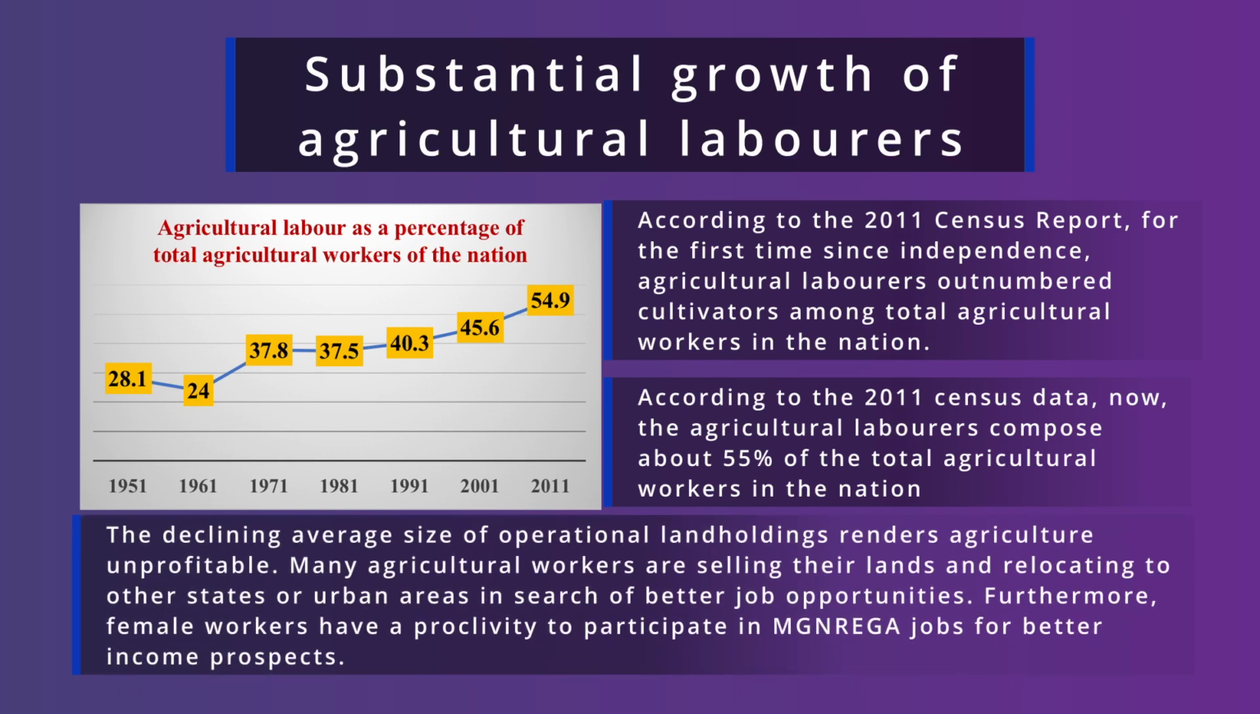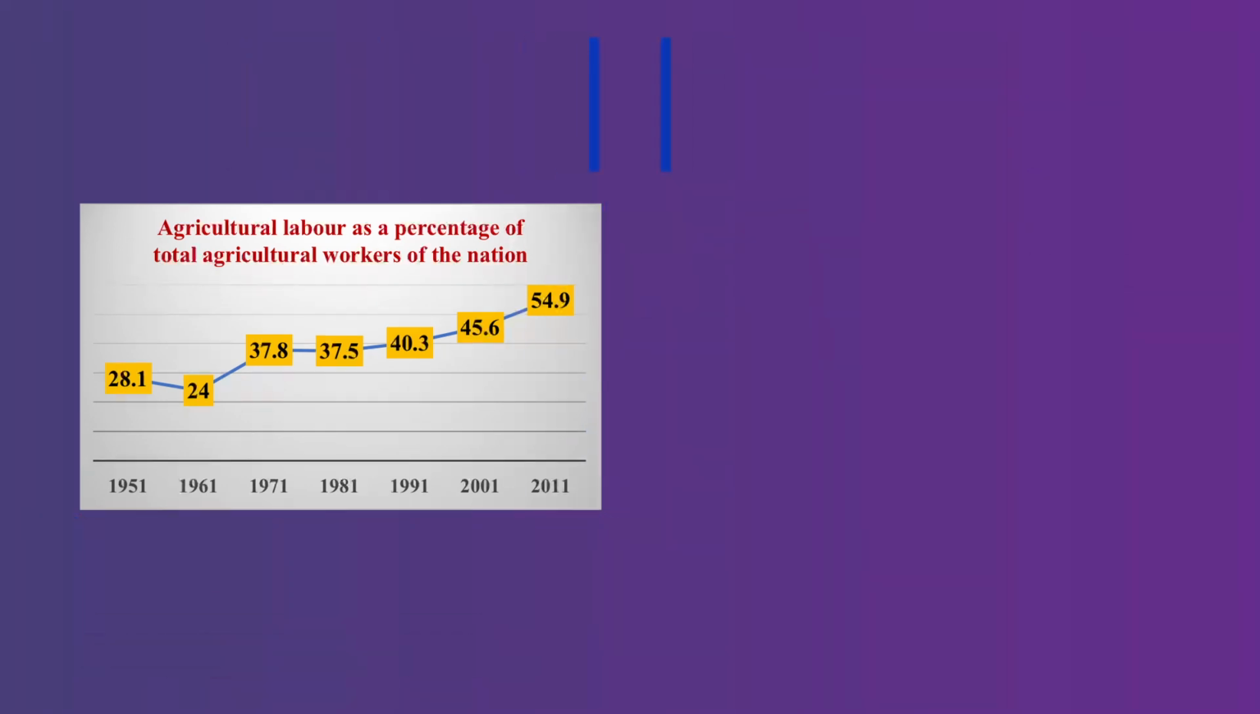The first one is obviously due to the fact that since the land holdings are being subdivided and fragmented over time, the cultivation in these small plots of land is unviable. As a result, a sizable section of cultivators are selling out their lands and migrating to other states or urban centers for better employment opportunities. And even in the rural sector, we can find that the female agricultural workers are going towards the Mahatma Gandhi National Rural Employment Guarantee schemes, where 100 days of work guarantee is being provided. So as a result, agricultural laborers are growing at a rapid pace.